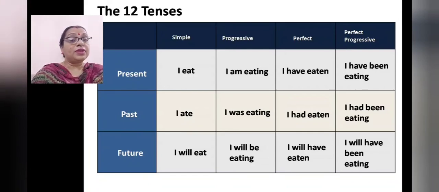Then past perfect, I had eaten. Perfect continuous or progressive, I had been eating. Future: simple future, I will eat. Future progressive or future continuous, I will be eating. Future perfect, I will have eaten. Future perfect continuous, I will have been eating. I hope you have understood now.